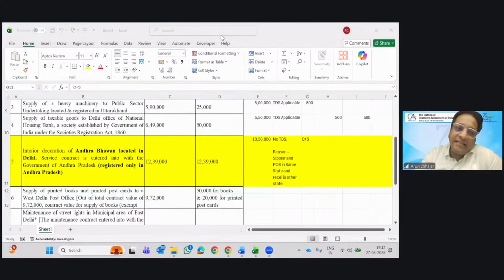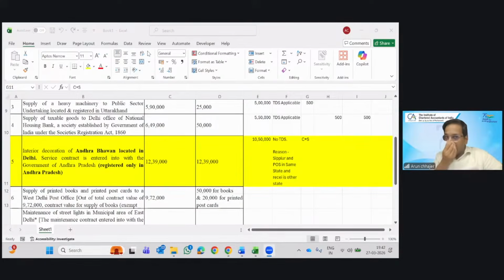The answer is Delhi because the place of the supply is Delhi. Correct, beta? Everyone is correct. The place of the supply is Delhi, so SGST would be of Delhi.